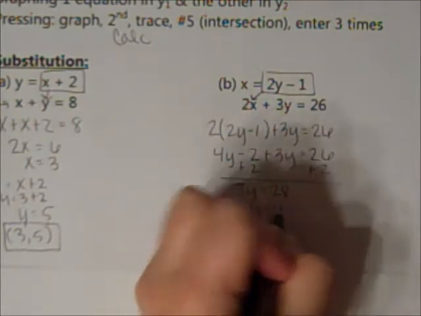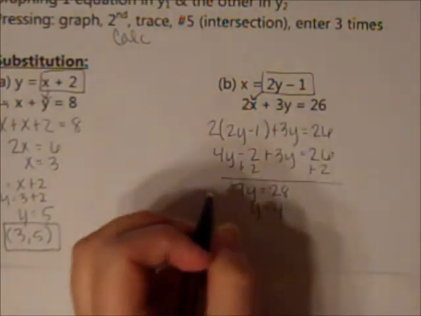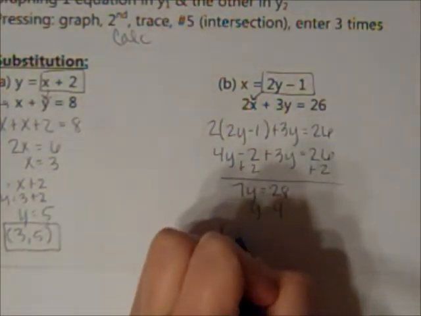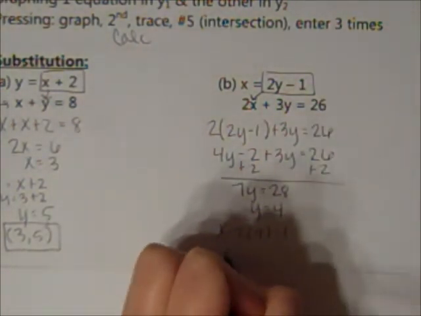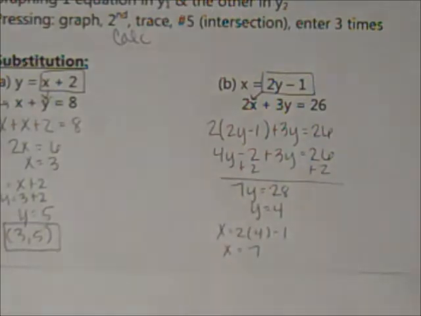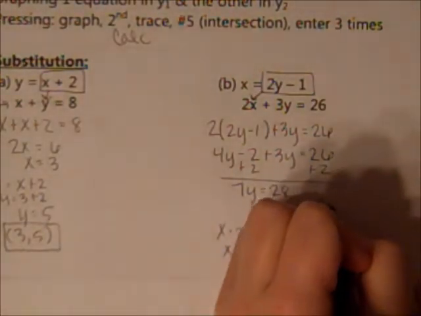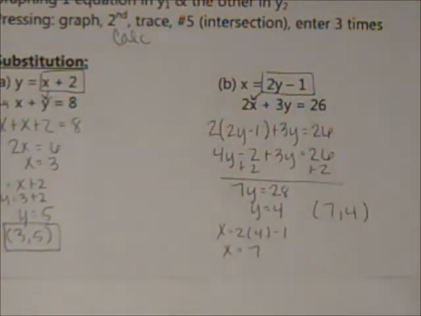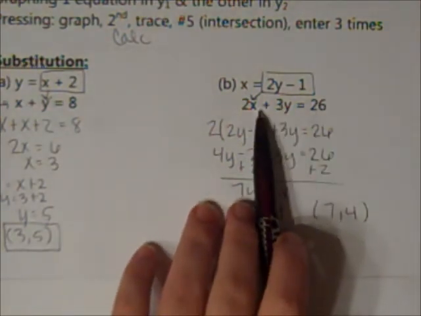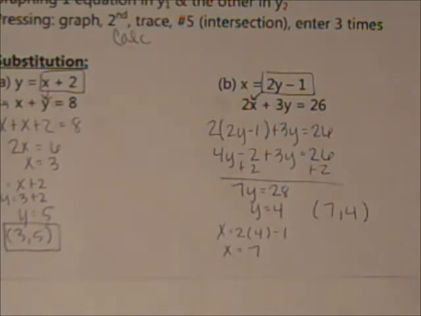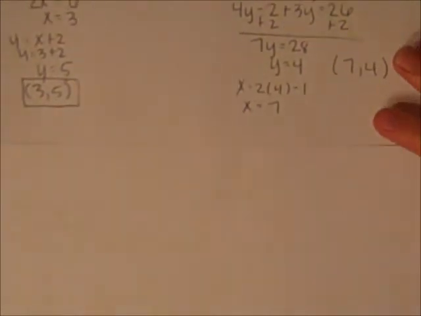So y is 4. Take y and plug it back into the other equation. 2 times 4 minus 1, x is equal to 7. So the coordinate point would be 7, 4. And again, you should go and plug this into your equation to make sure that it works out. Okay, so 14 plus 12 is 26. That works out. Okay, y'all try C, and then see if you come back and see if you get it right.